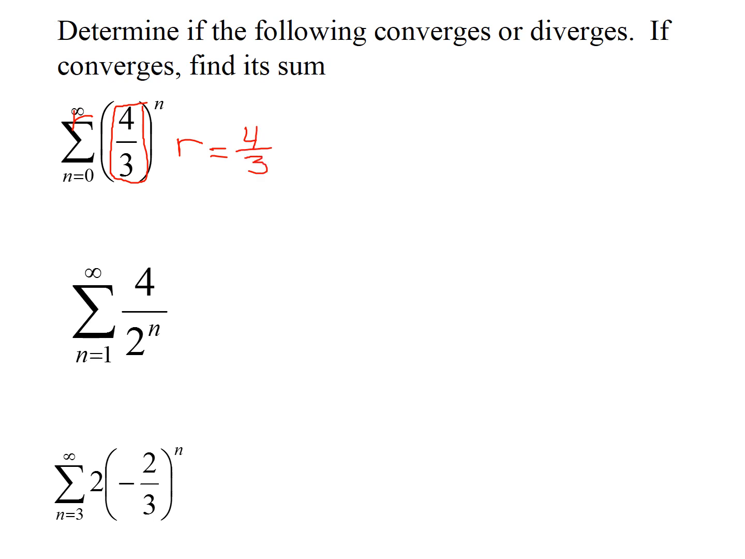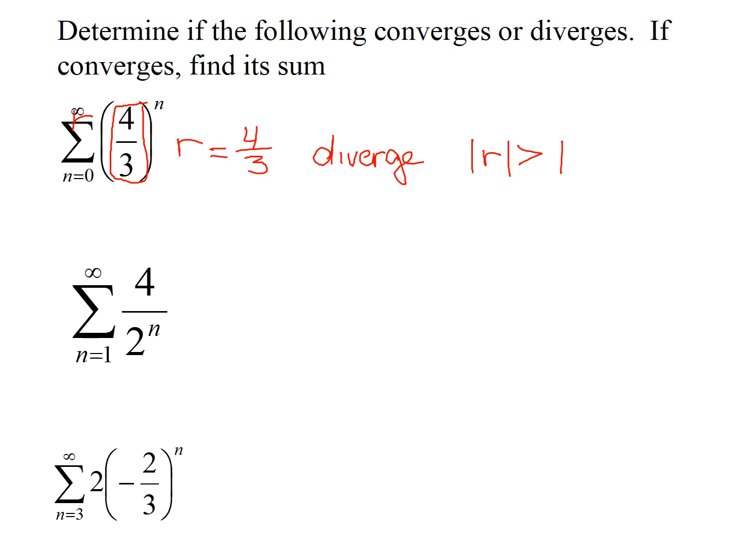Will this converge or diverge? Well, this would diverge. Why? Because the absolute value of r is greater than 1. 4/3 is greater than 1, so this would diverge, and we're done. In our next example, we have to look at this carefully.